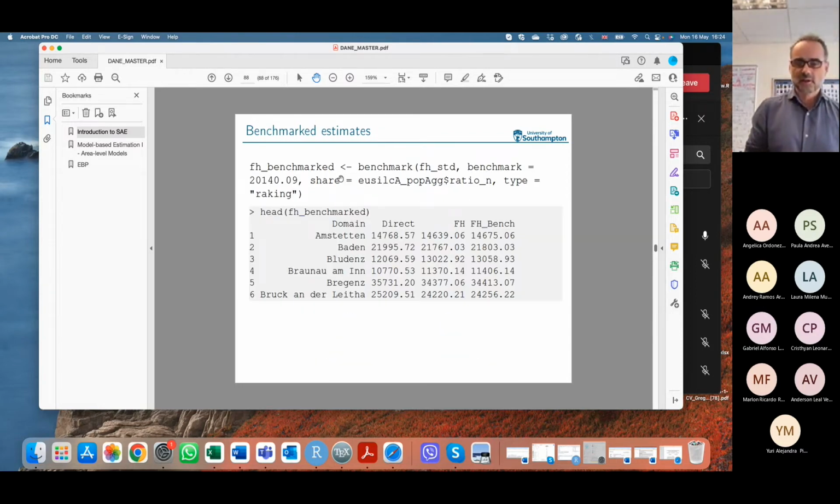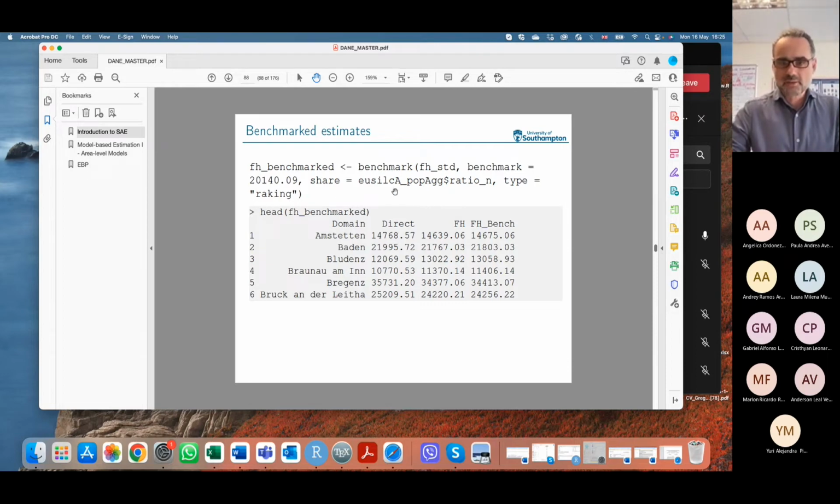Before I go to the Bayesian framework, I just wanted to also talk about benchmarking. If you want to benchmark your estimates to higher level estimates in order to ensure consistency, as I said, you can do that again with EMDI. You can use this function called benchmark. Inside there, you specify the object, and the numerical benchmark that you want, which will depend on what the higher level direct estimate is. You have to specify the share of the population in each area, which, remember, is the parameter called xi, the ratio between the population size in area i divided by the total population size. Then the type: you have different types in EMDI. Here we are specifying a raking type method, which is the simplest possible adjustment you can do to ensure consistency to the higher level benchmarks.